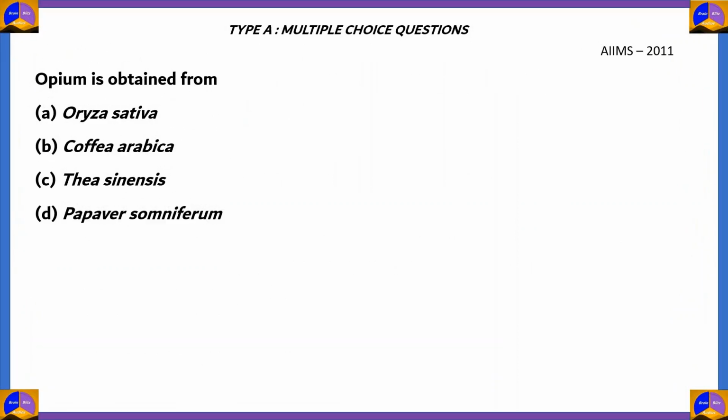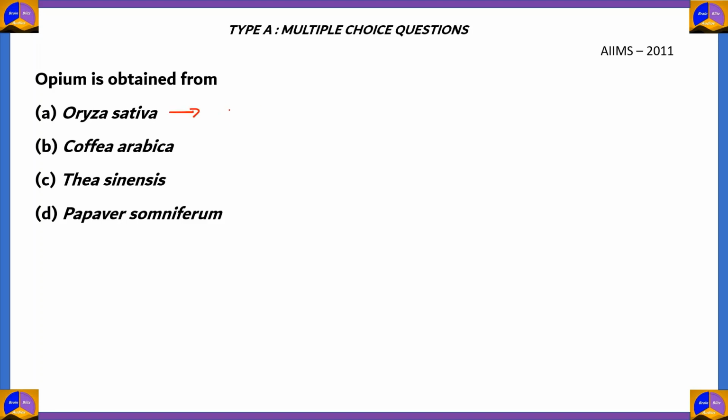Let's move on to our next question. Opium is obtained from Rhiza sativa, Coffea arabica, Thea sinensis, Papaver somnifera. Now this question is easy. All we have to do is find out which of these options produce opium. We need to find out the products of each of the 4 options.